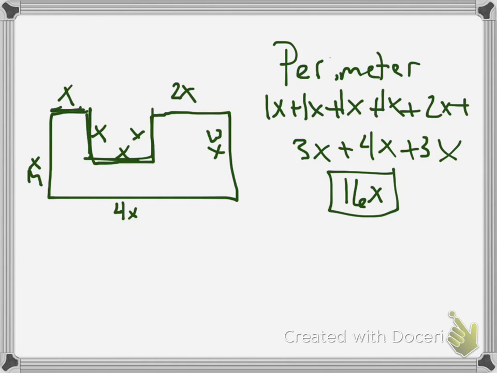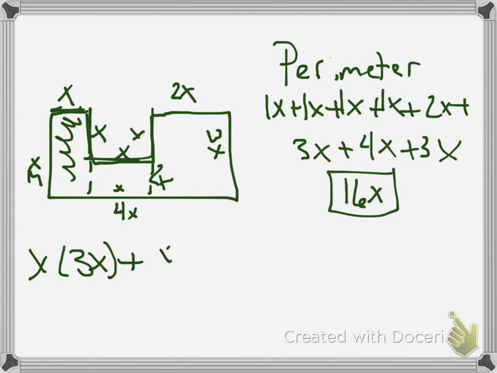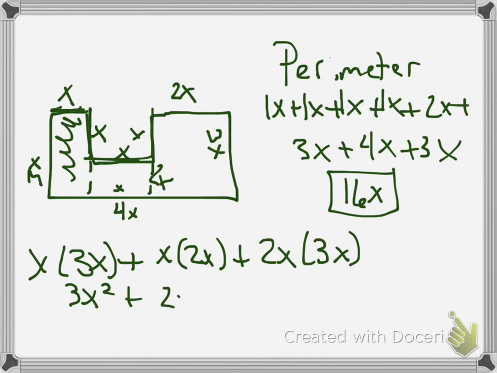If you wanted to do the area, it's a little bit different. When you're doing area, I recommend splitting up the little shapes and finding the area of each. Or you could find the area of the big one and then take out that hole. Ooh, I just now remembered that. We'll talk about that one in a second, but let's look at the other way. I'm splitting this up into 3 rectangles. The first rectangle is x times 3x. The next is x times 2x. And the last is 3x times 2x. Multiply, and you get 3x squared plus 2x squared plus 6x squared, which adds up to 11x squared. So that's one way to do it.